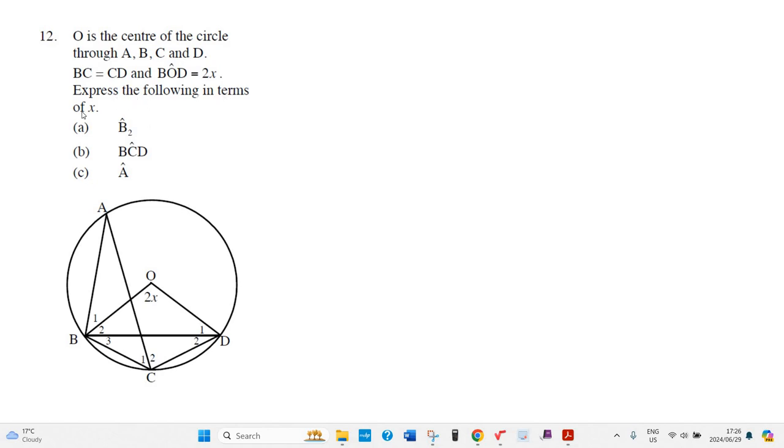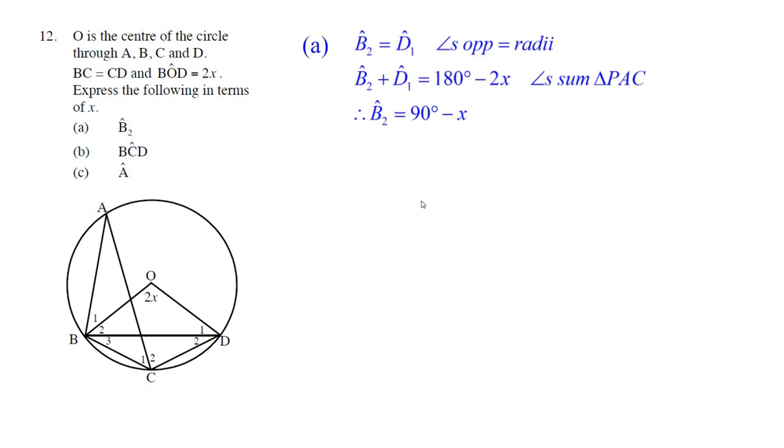Oh, express the following in terms of x. What's B2? Well, let's see what I did. You can do it in different ways, I'm sure. I've got that B2 is equal to D1, and that's because equal angles are opposite equal radii. See those two radii there? They've got to be exactly the same.